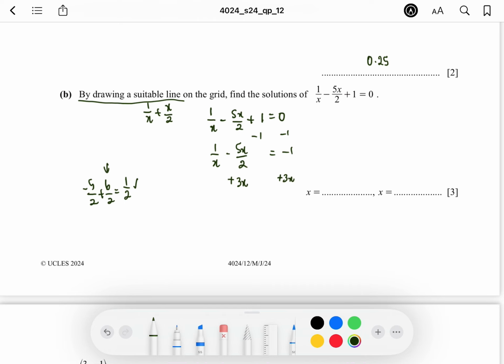Seriously, your fraction is your weakness. Your kryptonite is fraction. Work on that one. Okay.